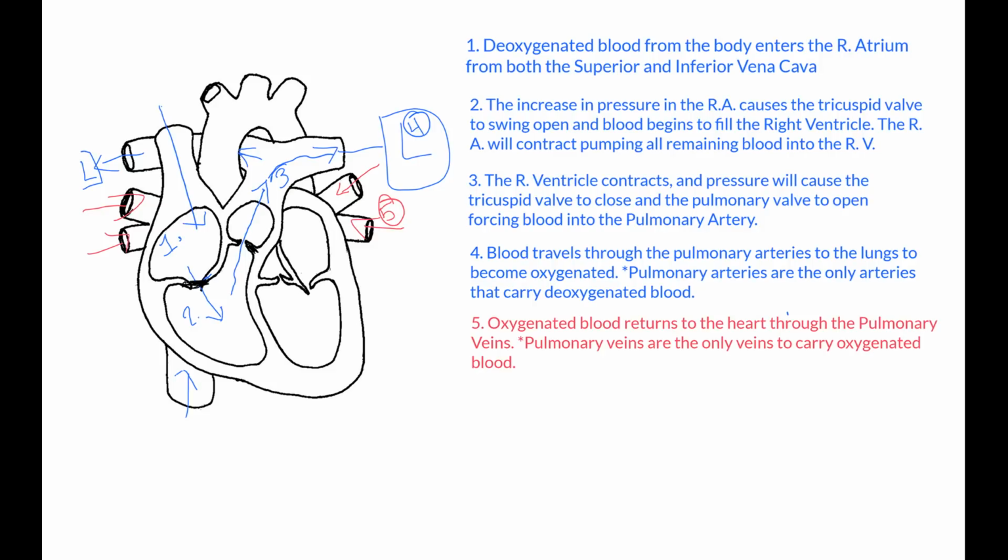All right, step number 6 is that as the oxygenated blood comes in through the pulmonary veins, it's going to start filling in the left atrium. And eventually that pressure is going to increase to the point that it's going to cause the bicuspid valves here to swing open. And so this is step number 6.